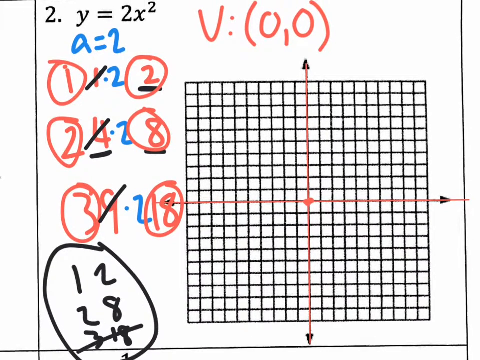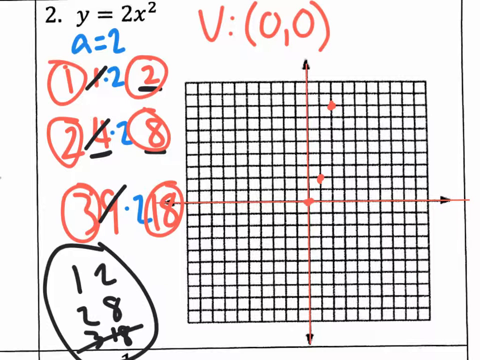Does this open up or down based on the A value? It opens up. So let me go 1, 2. From the vertex, go 1 over and 2 up and put a dot right there. And my next one is not 2, 4 anymore. It's 2, 8. So let me go from the vertex 2 over, 8 up and put a dot right there, okay?